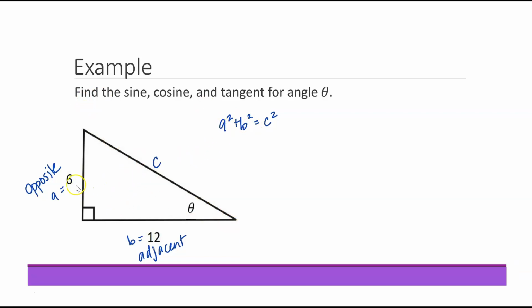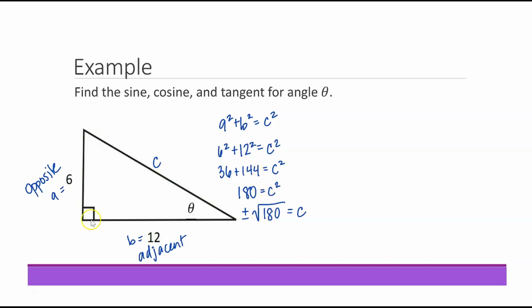So I'm going to go ahead and substitute in 6 and 12. So I know 6 squared plus 12 squared is equal to c squared. And we have 36 now plus 144 is equal to c squared. And this is 180 is equal to c squared. Well, I want the value of c, so I have to take the square root of both sides. Now, when I take the square root of both sides, technically what comes out is plus or minus. So I have plus or minus the square root of 180 is equal to c.